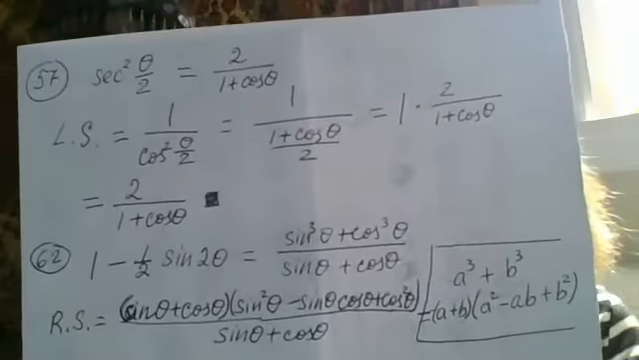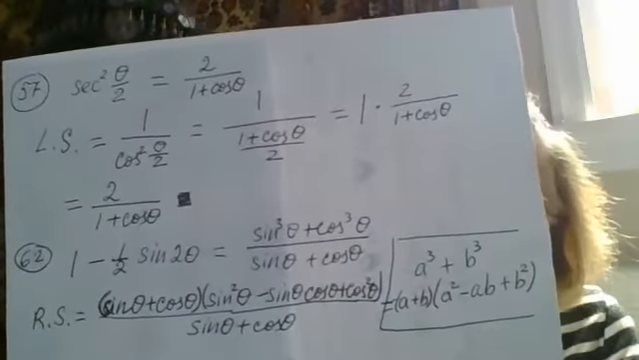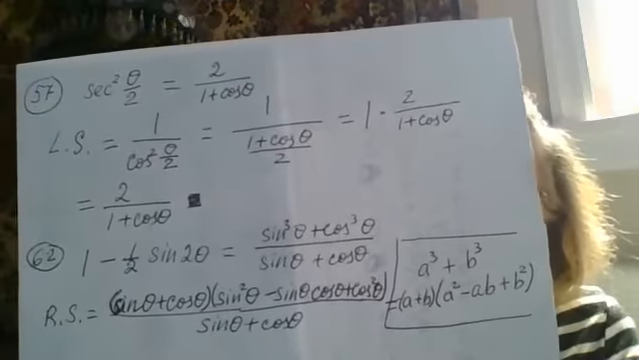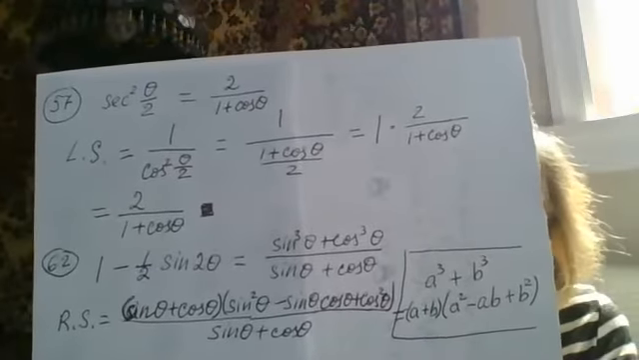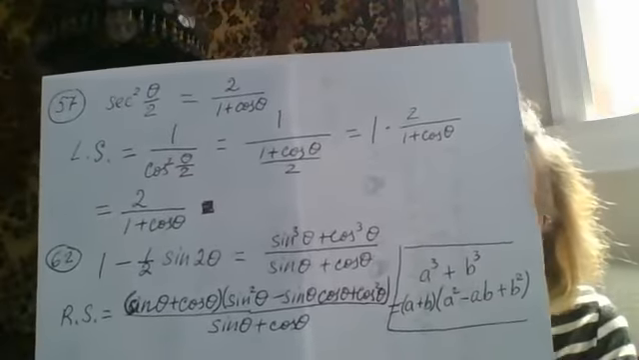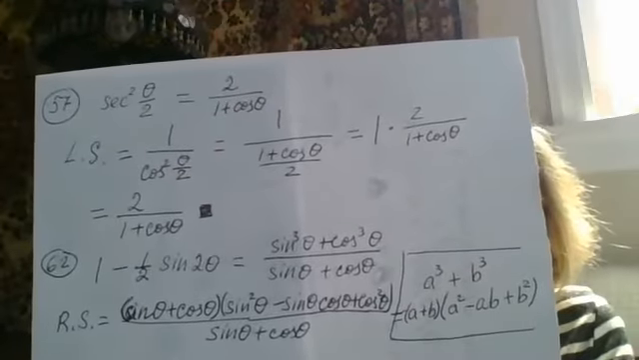On the bottom, just copy what you had: sine theta plus cosine theta. And this is what you are getting: sine theta plus cosine theta times sine squared theta minus sine theta times cosine theta plus cosine squared theta.